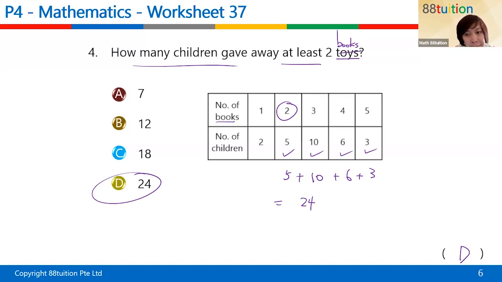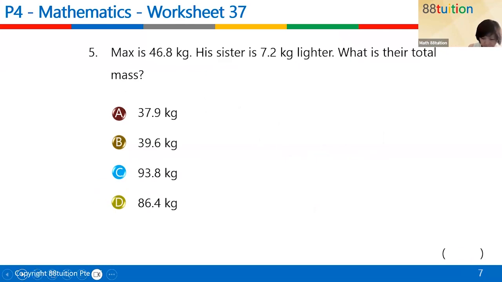Next question. This is slide number 3. Next question: Max has a mass of 46.8, and the sister is lighter. Lighter means you find the sister first. The sister has a shorter bar, right? So if the sister has a shorter bar, it means Max must have a longer bar.